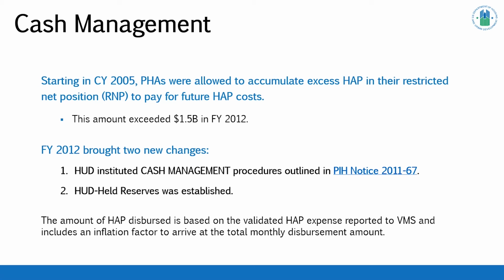Since these reserves accumulated very high, there were two changes that came out. First, HUD instituted cash management. Those procedures are outlined in PIH Notice 2011-67. That notice also established the HUD held reserves. Now, the amount of HAP disbursed is based on validated HAP expense reported to VMS and includes an inflation factor to arrive at the total monthly disbursement amount.